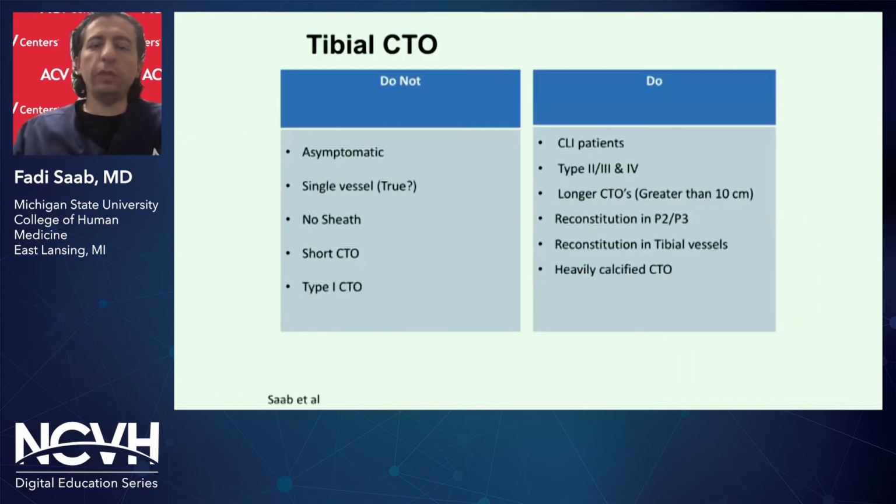So when to use tibial access to treat tibial CTOs? Obviously, we still tell physicians, do not obtain pedal access if the patient is asymptomatic or they have single vessel runoff and they're claudication patients. I'm a huge advocate for using sheaths, especially to deliver therapy, not necessarily just crossing the CTO. If you have a short CTO or type 1 CTO, you don't necessarily need to utilize pedal access.